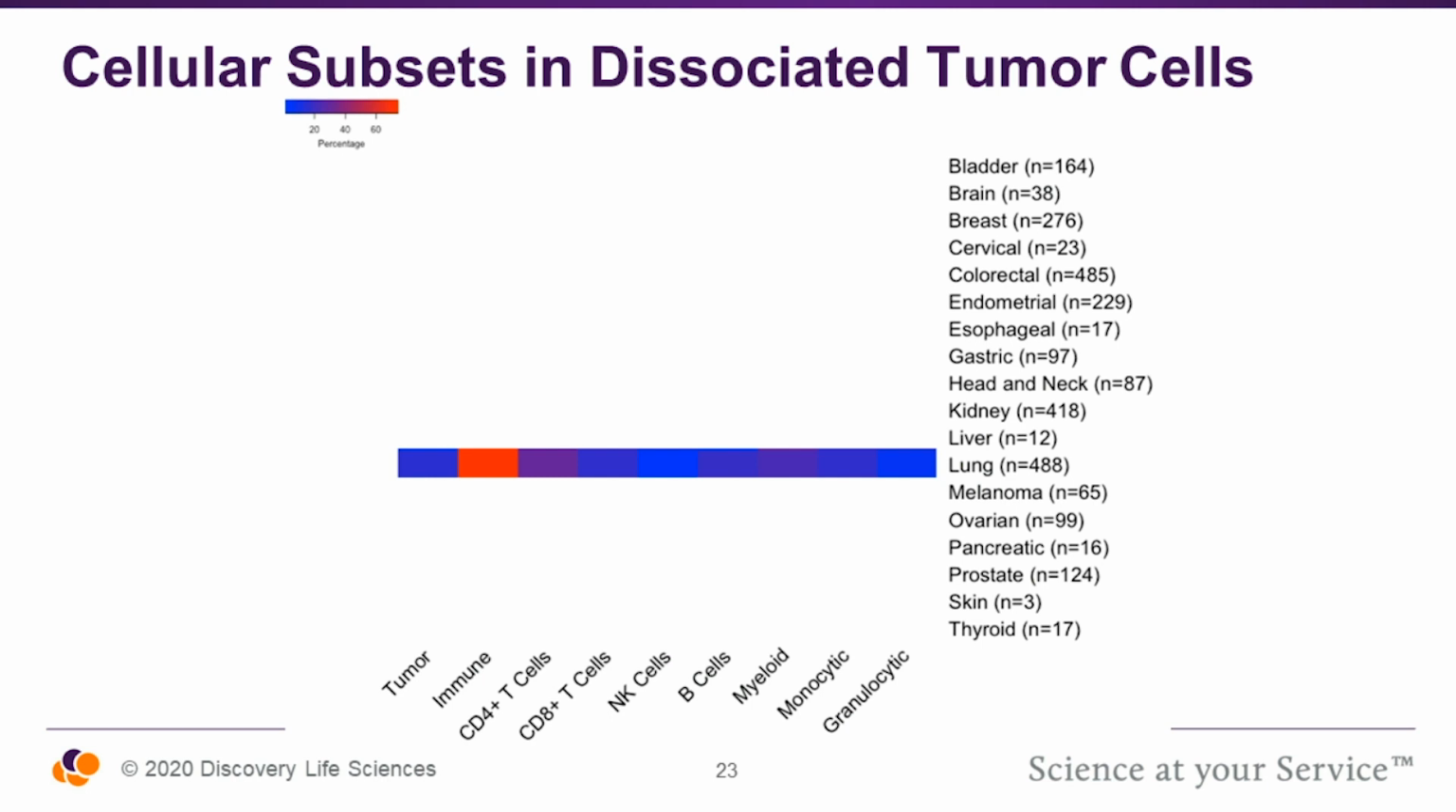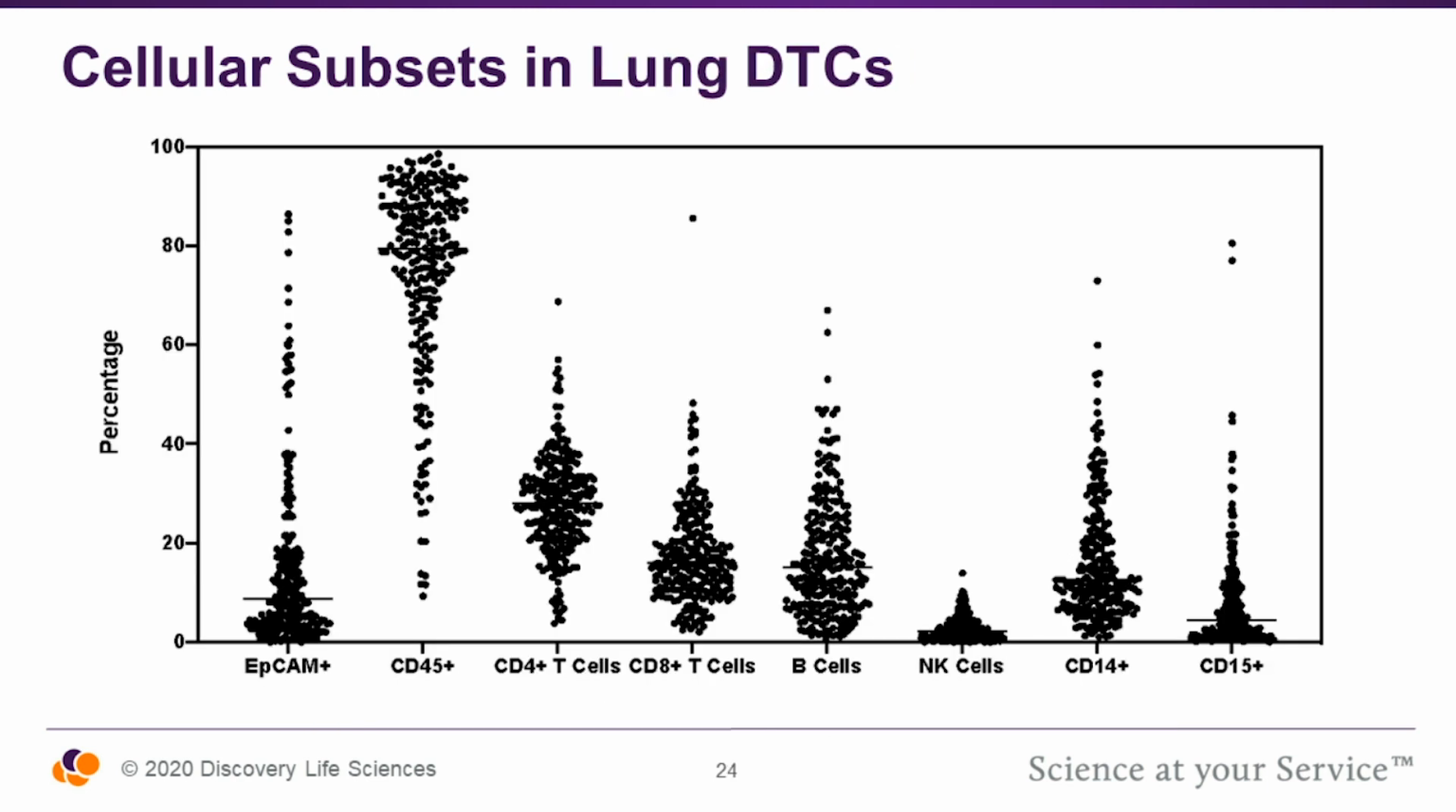As I mentioned, these are averages. So if you look at something like lung cancer here, which upon first look at this heat map would seem to be all immune cells with very little tumor present, this really is an average. So if we look at all of those lung DTCs that we've currently analyzed, you do see a spread. So while most of the samples are highly immune infiltrated, we do have some samples that have a high tumor percentage.